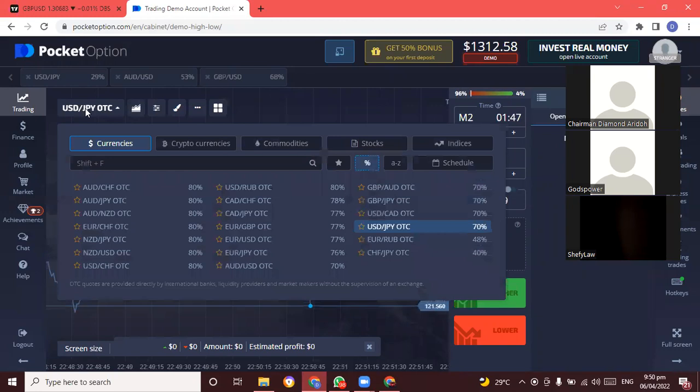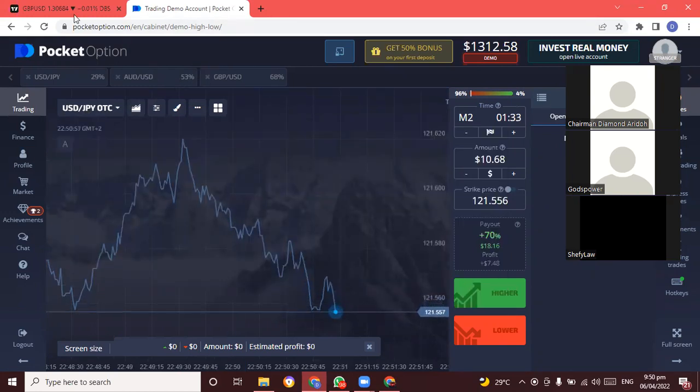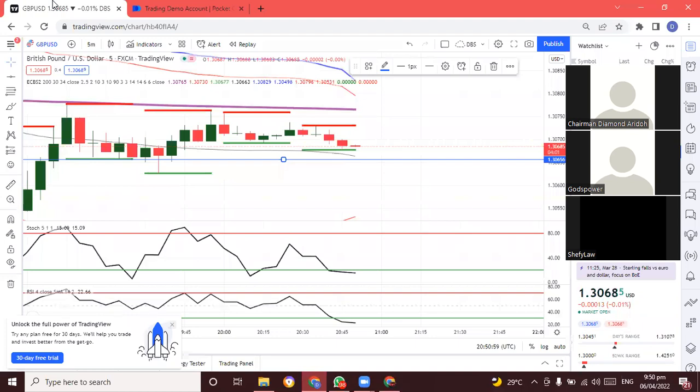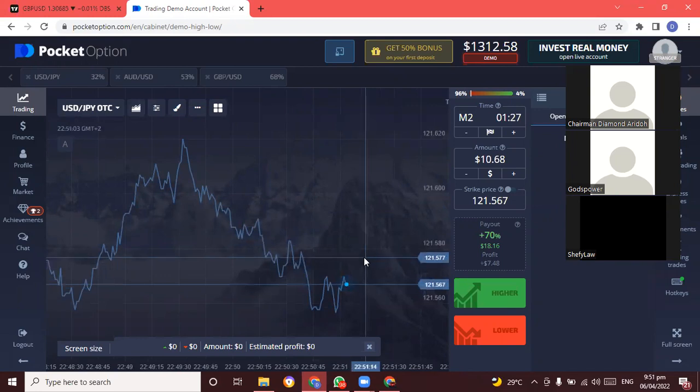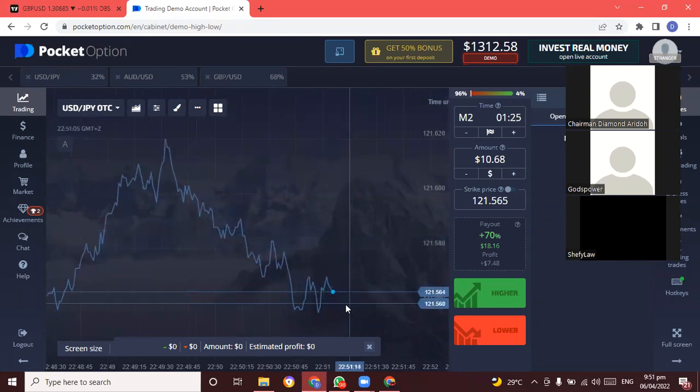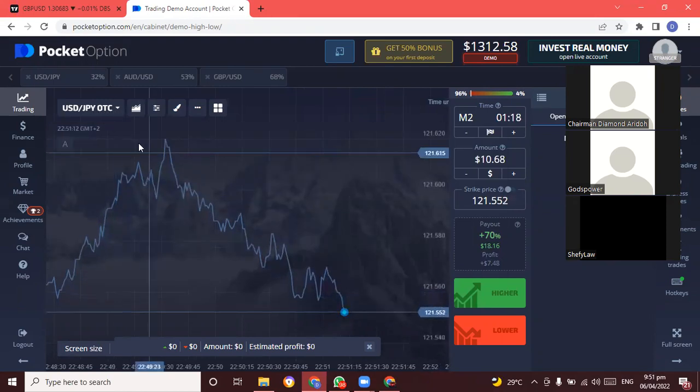Once this GBP, oh, this thing is coming UTC. Oh my God. Just now. This market is crazy. Okay, it's fine. Look at it. We are now having OTC. Can't even take a trade.